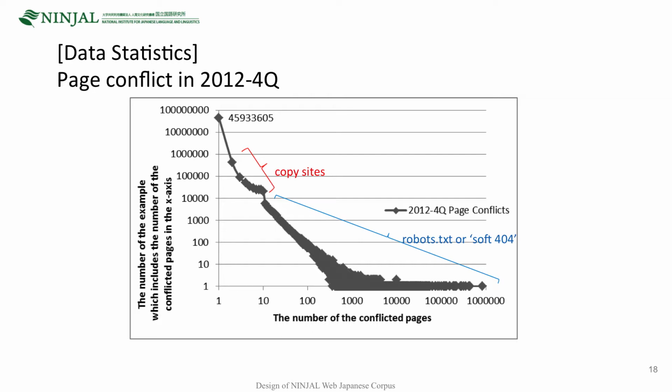This graph shows the statistics of page conflicts in the fourth quarter of 2012. The x-axis represents the number of conflicted pages, i.e., the number of different URLs with the same hash value. The y-axis represents the number of examples, which includes the number of conflicted pages on the x-axis. The graph is a log-log graph. The pages with fewer than 10 conflicts are copy pages or copy sites. Other pages are robots.txt or soft 404 pages, which report a not found error by returning a standard web page with a 200 OK response code.